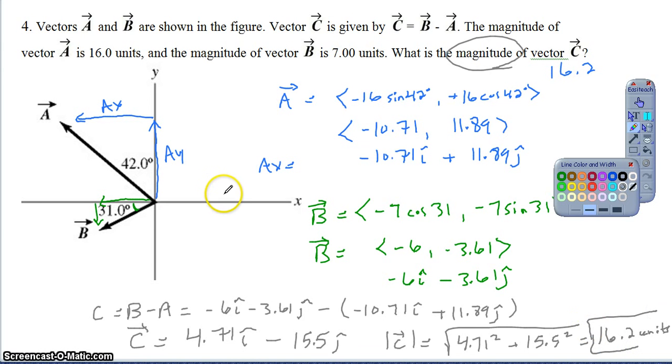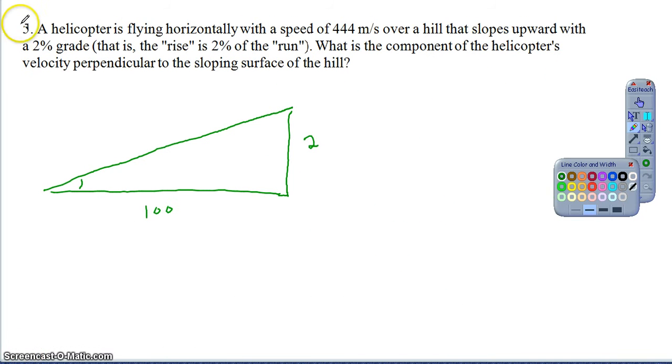And pause for a second, make sure this approach makes sense, right? If I took B and then subtracted A from it, I would subtract A, which would mean I'm moving back this direction, right? So I do end up going to the right, which is why I went a positive 4.71, but I definitely also go down quite a ways too, which is why it's a negative 15.5. So make sure this is all kind of sinking in as you do it, but hopefully this was a pretty easy question.